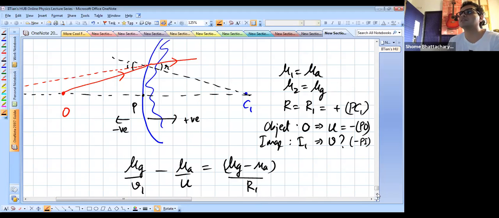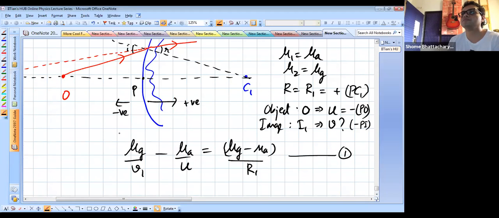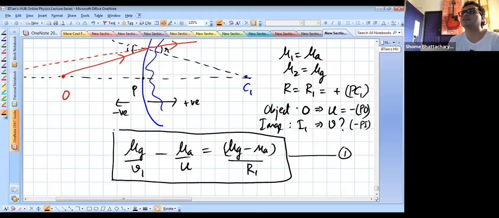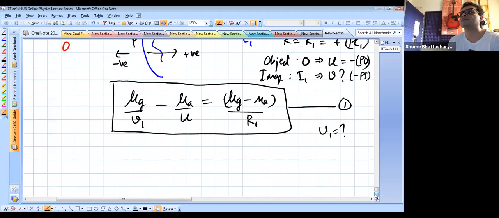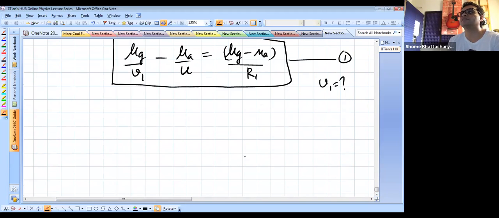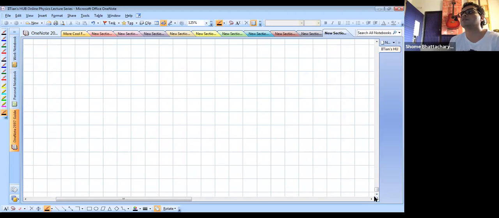And in this equation 1, there's one unknown, V1. So we can find out the value of V1 from this. Okay. Now let's come to the second refraction, because that's not all that's happening. My I1 is not the final image.